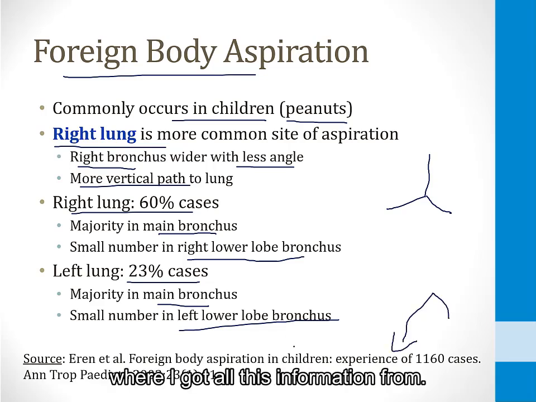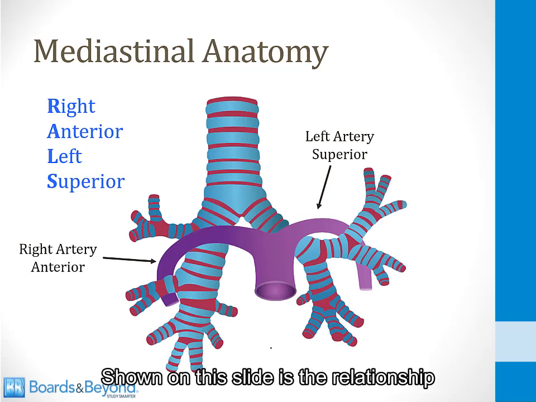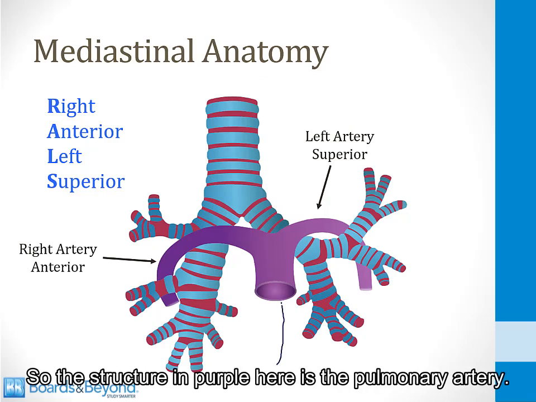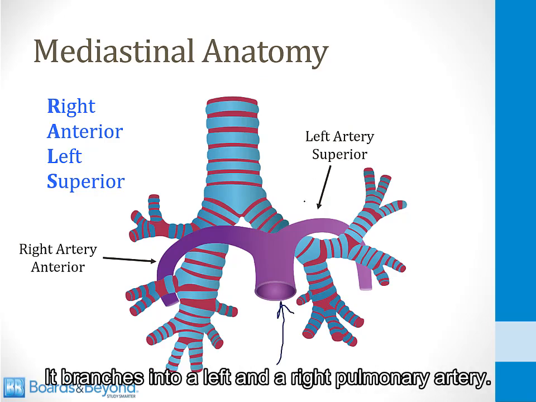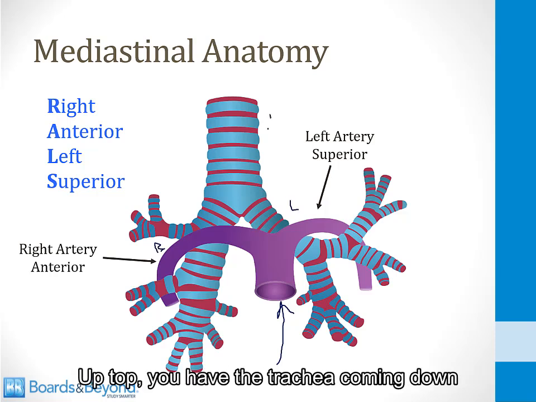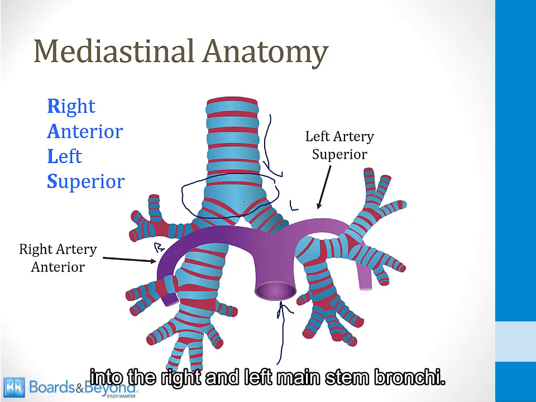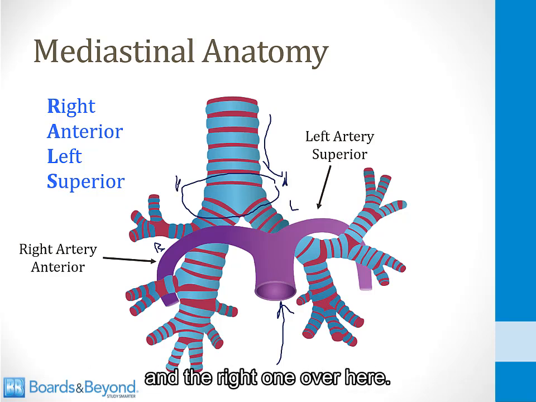Shown on this slide is the relationship between the pulmonary artery and the respiratory tree. So the structure in purple here is the pulmonary artery. It branches into a left and a right pulmonary artery. Up top you have the trachea coming down and then branching. This is called the carina, where the trachea bifurcates into the right and left main stem bronchi. You've got the left one over here and the right one over here.